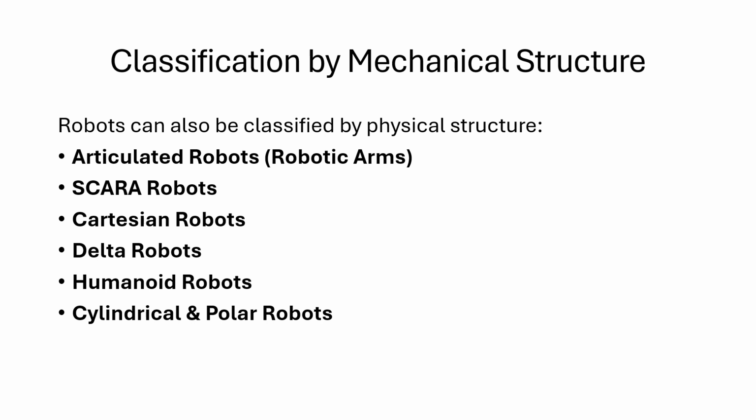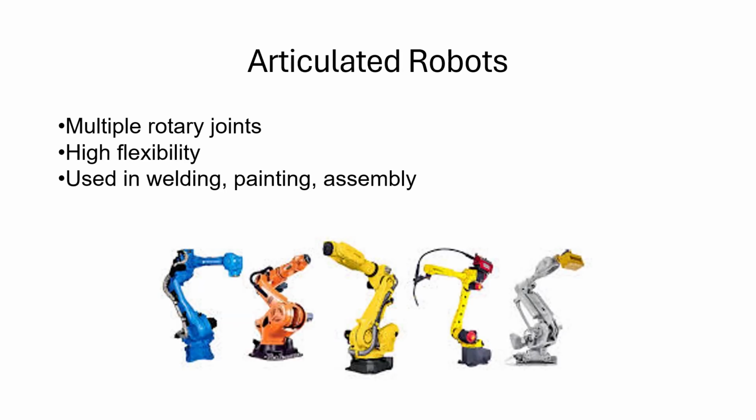So the first one is the articulated robots, the robotic arms you see in factories. They have multiple rotary joints, often 6, which allow them to move with great flexibility. These robots excel in tasks like welding, painting, and assembly.